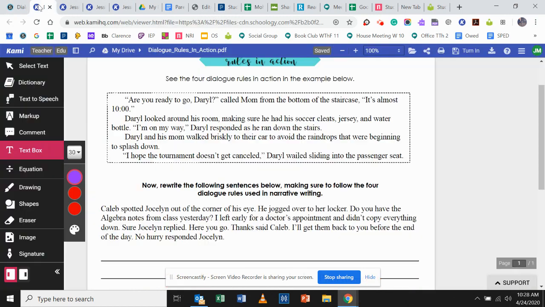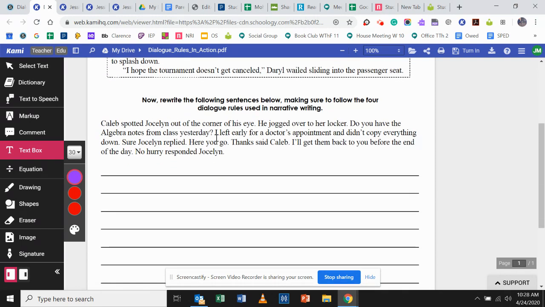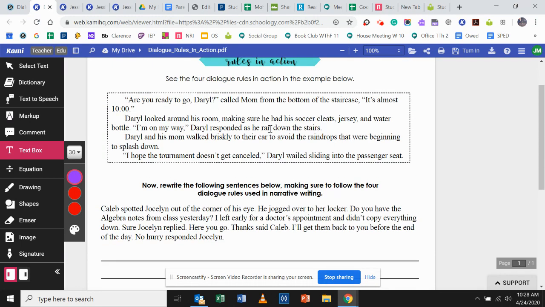So now we go back to our dialogue examples here. "Are you ready to go, Daryl?" Mom called from the bottom of the staircase, "It's almost 10 o'clock." So now you can take a look at these. See the different types of examples here. Notice that we're indenting when new people are talking.